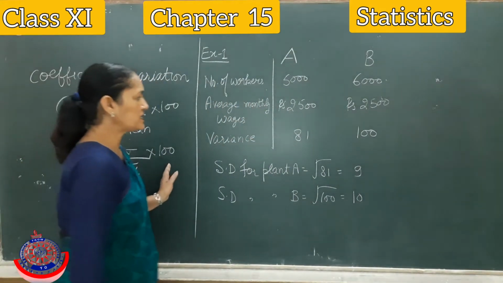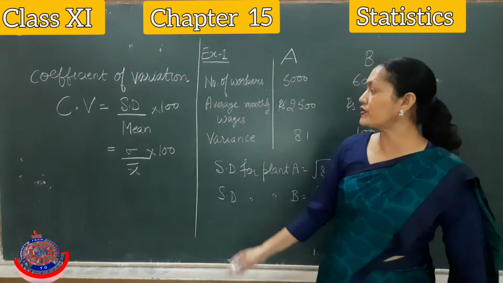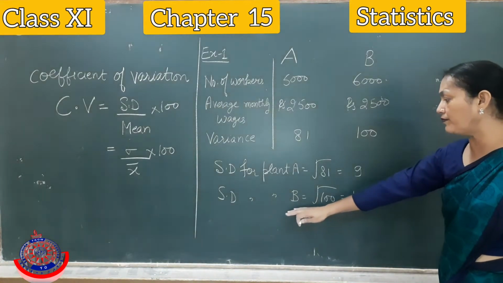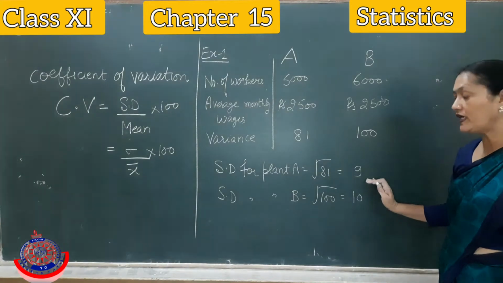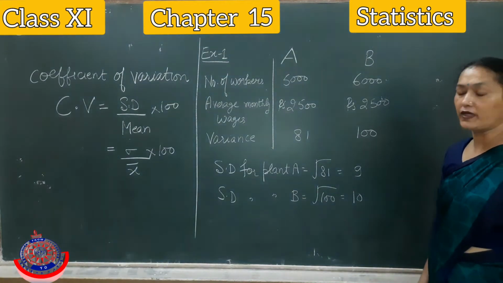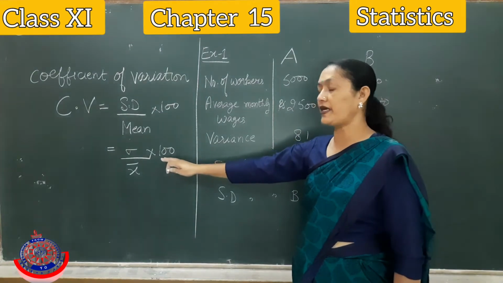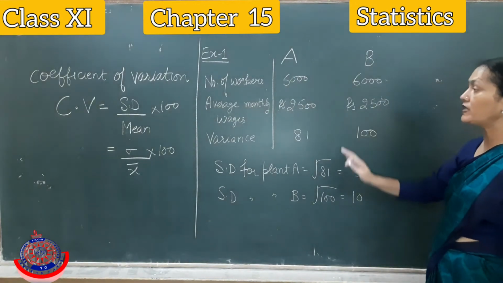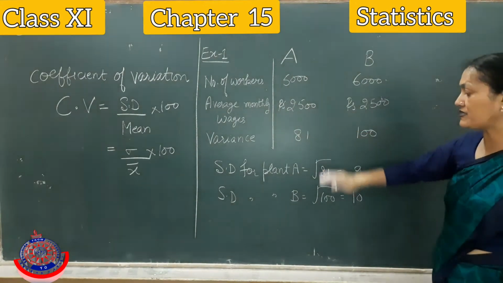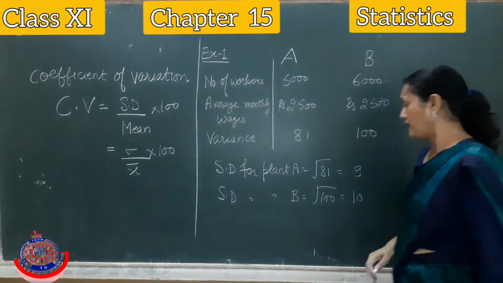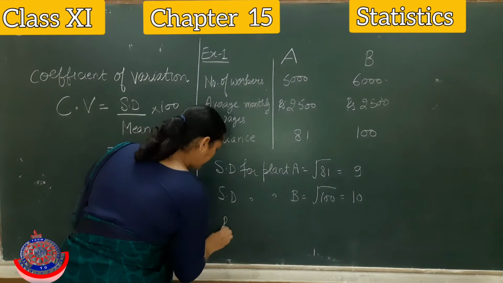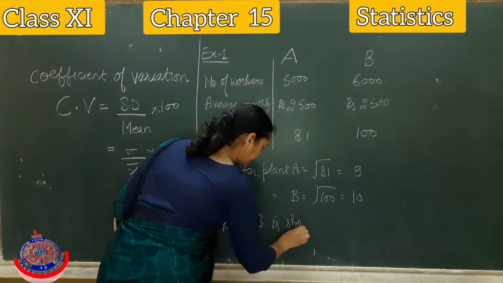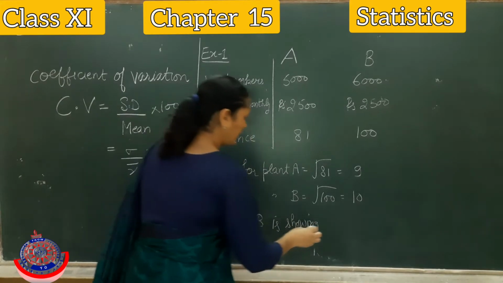Since the mean is the same, whether we use the formula or straight away, we can say the company having more standard deviation is showing more variability. If you use the formula, you will also get that the coefficient of variation for plant B is more, because the average salary is the same but the standard deviation for plant B is more. Plant B is showing more variability.